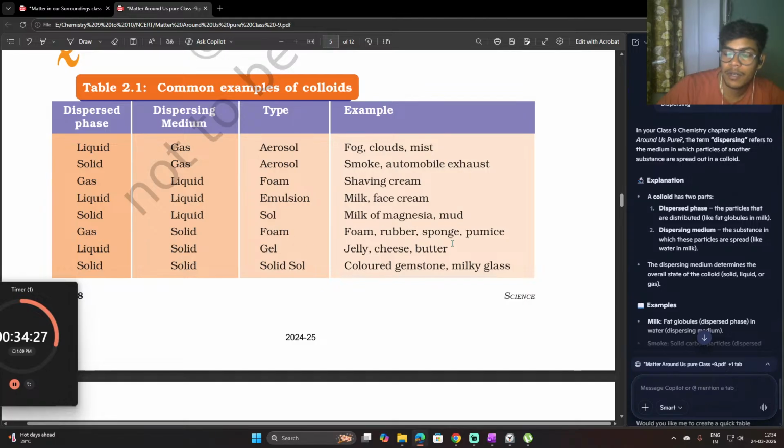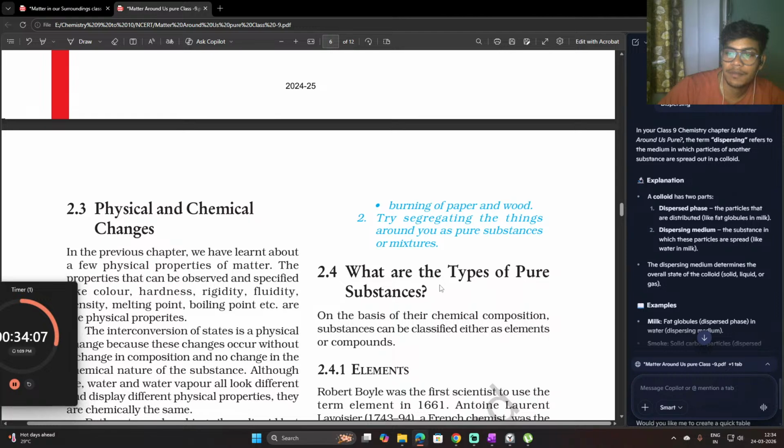Foam: rubber, sponge, pumice. Dispersed phase liquid and dispersing medium solid, type gel: jelly, cheese, butter. Dispersed phase solid, dispersing medium solid, type solid sol. Examples: colored gemstone, milky glass.